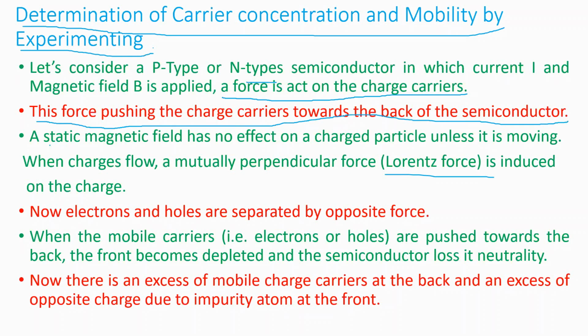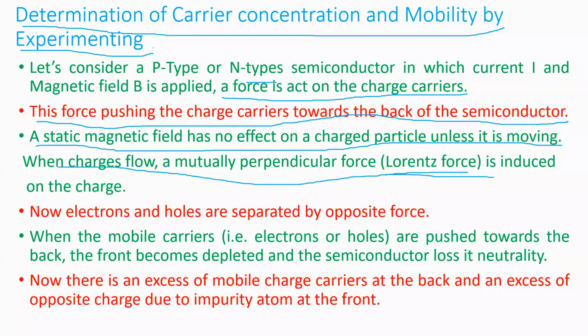A static magnetic field has no effect on a charged particle unless it is moving. So when charges flow, a mutually perpendicular force is induced on the charge. That means if current is there and you place that current carrying conductor in a magnetic field, then force is induced. That force separates electrons and holes, and different forces are applied on electrons and holes. So due to that, what happens?